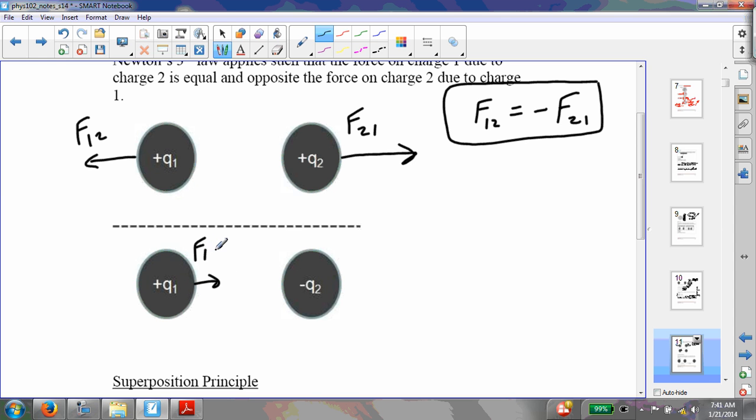F12 will be in that direction. F21 will be there. So I have F12 is equal to the negative of F21.